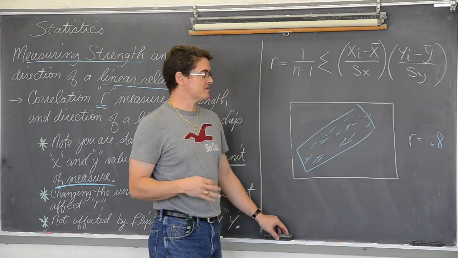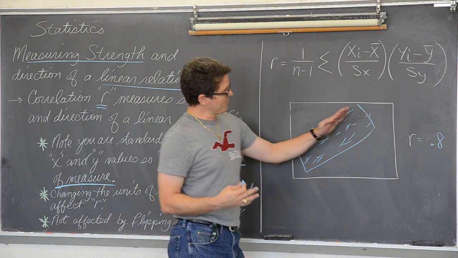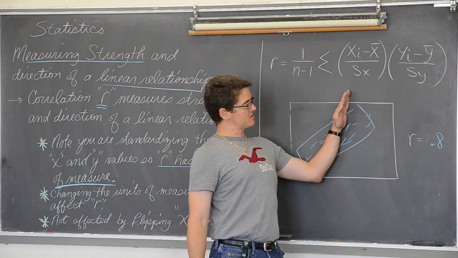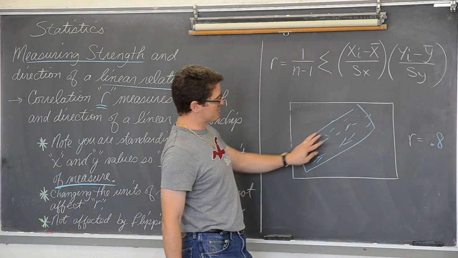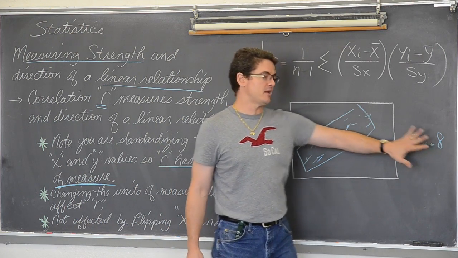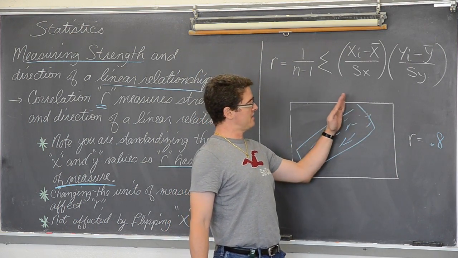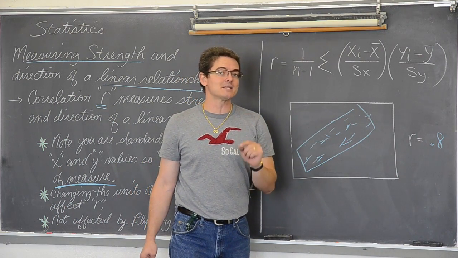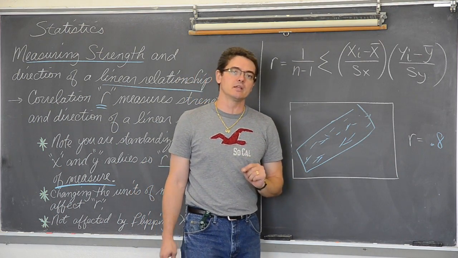Now, the +0.8 is not a slope. If I keep the pattern of these points that gave me this R value of 0.8 the same, but somehow rotate their slope, that would not affect R. R is not slope. It's the strength and direction of a linear relationship.